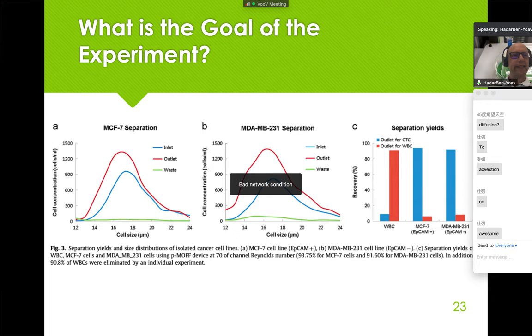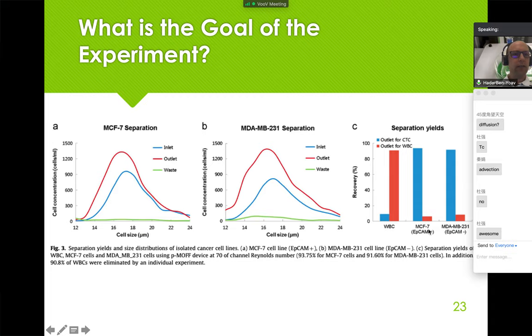Because, I don't know if you said it, I said this, one of the major challenges with CTCs is that they are present in a very low concentration. So sometimes it can take a lot of time to accumulate them and to get enough cells to study them. So in the outlet you get a much higher concentration, and in the waste you don't get anything. The waste is here because there are no white blood cells. Same for another type of cancer cell: the inlet has a specific concentration, and in the outlet a much higher concentration, with some cells that went to the waste.